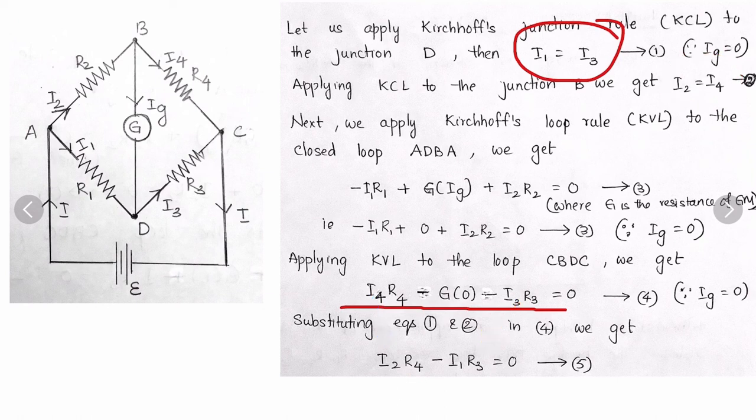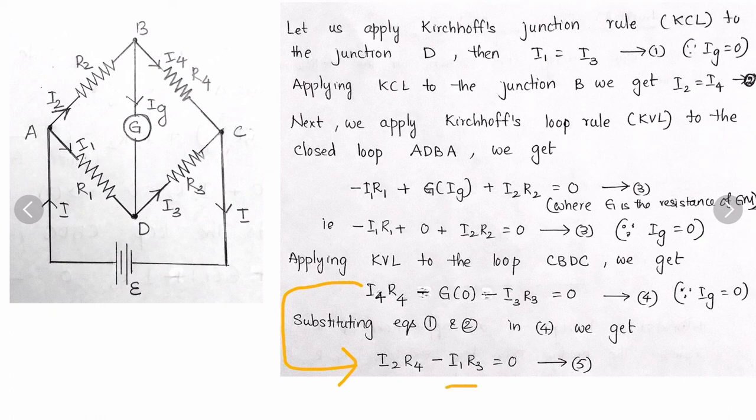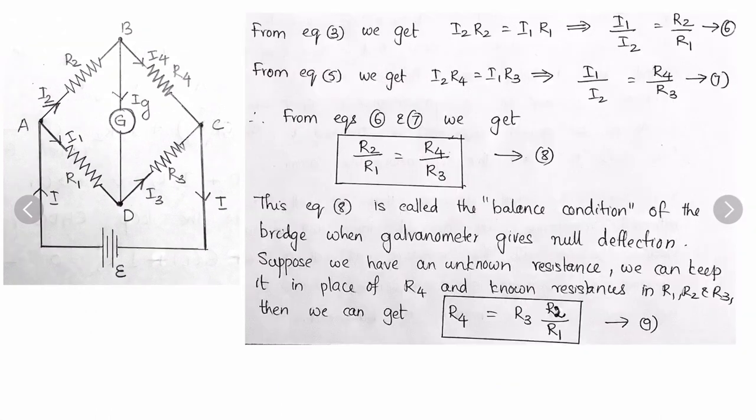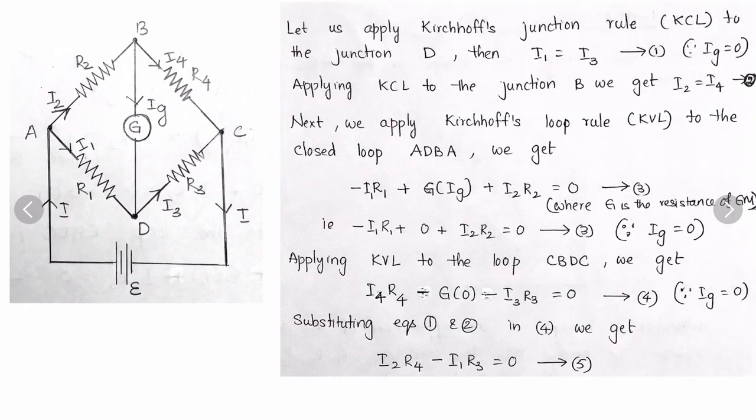Then this equation 4 will become I2 R4 minus I1 R3 is equal to 0. This is equation number 5. So let's go further. From equation 3 we already get, which I have shown you here, this is equation 3.